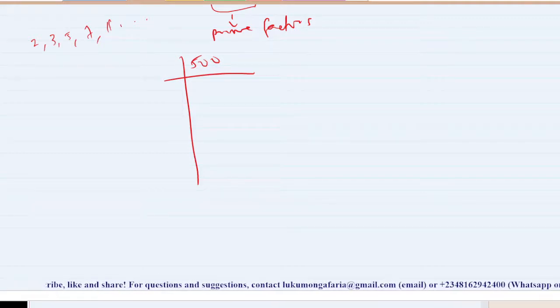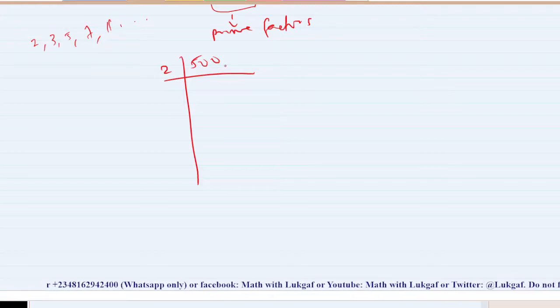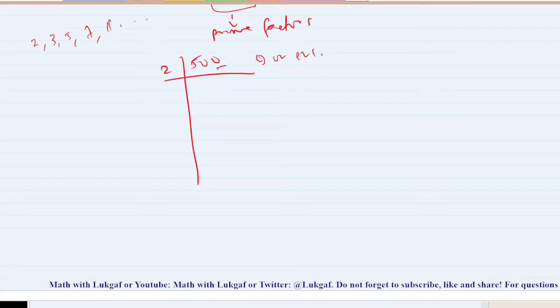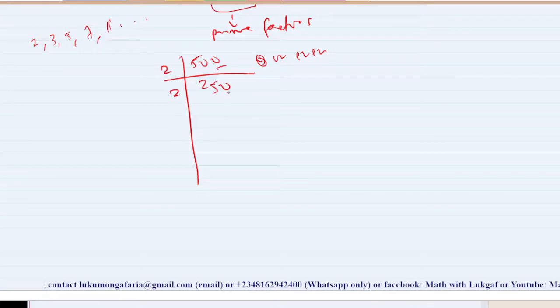You know 2 can go in a number according to the divisibility rule. We say 2 can go in a particular number if you check the last digit of that number, and you observe that the last digit is either 0 or even. If it is 0 or even, then you say 2 can go in that number. So how many 2 are we going to see in 500? 2 in 500 is 250. 2 can also go again because we check the last digit, it is 0. So according to the divisibility rule, 2 can still go.